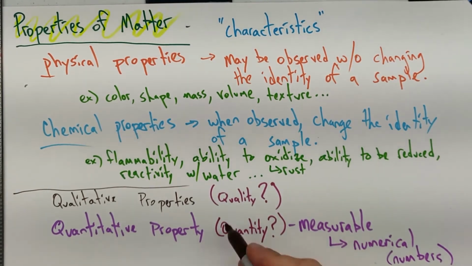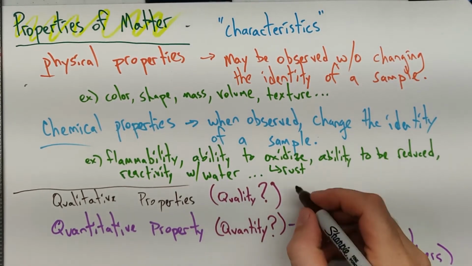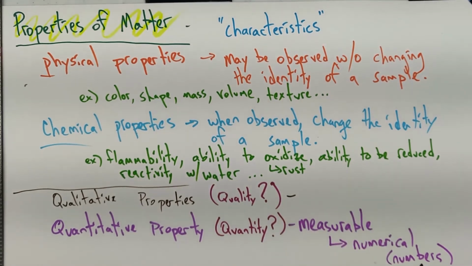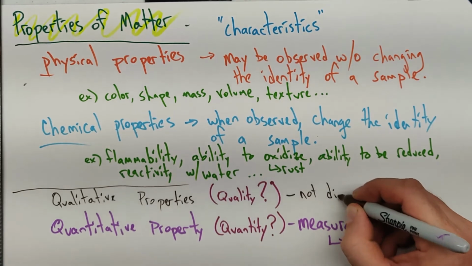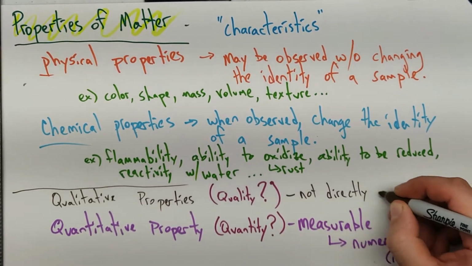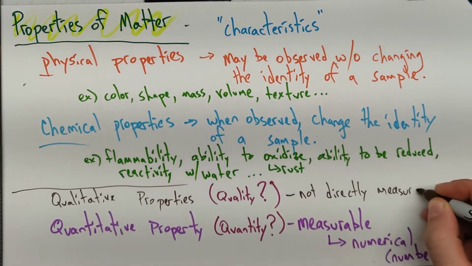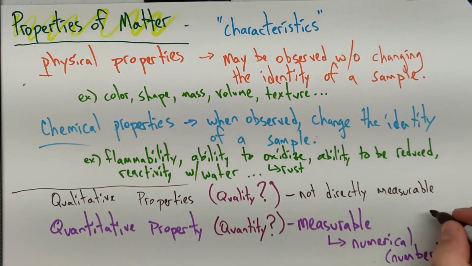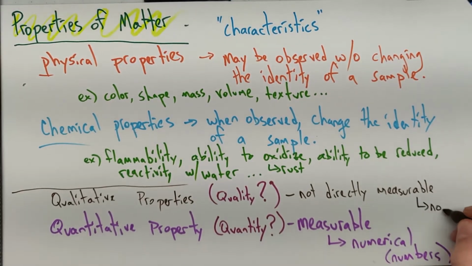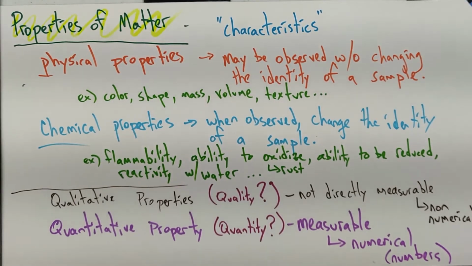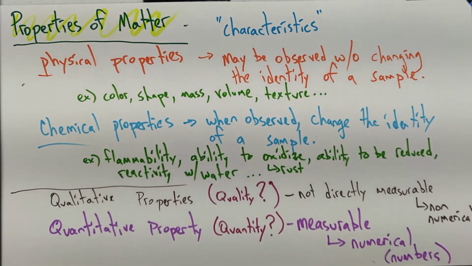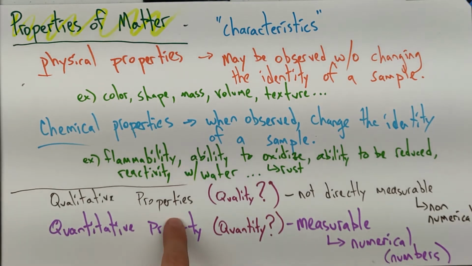So then what would qualitative properties be? They would have to be things that are not numerically measurable, right? So not directly measurable. And so we would say they are non-numerical. And if we look at some examples of these things, what would be an example of something that is qualitative?